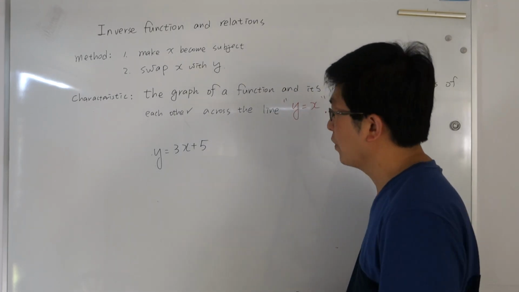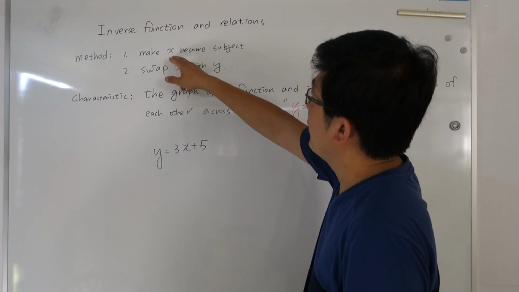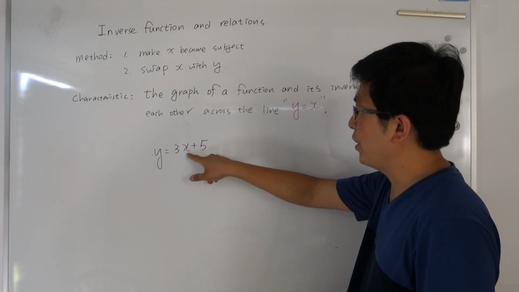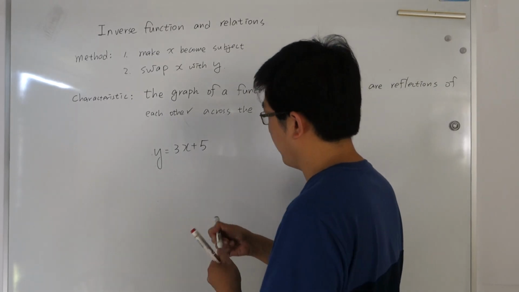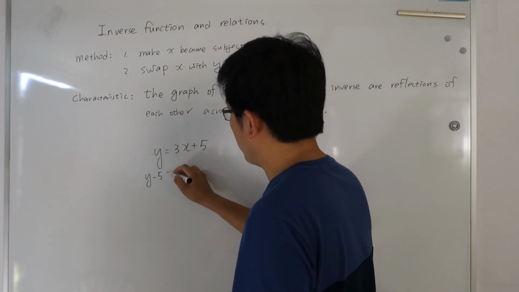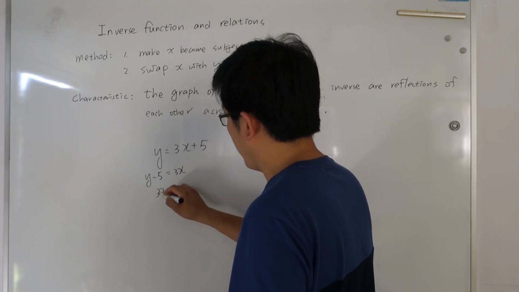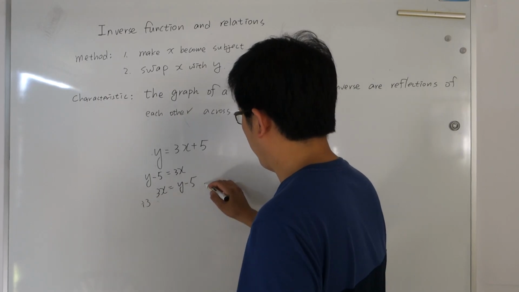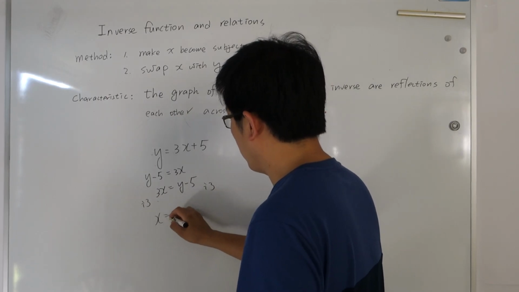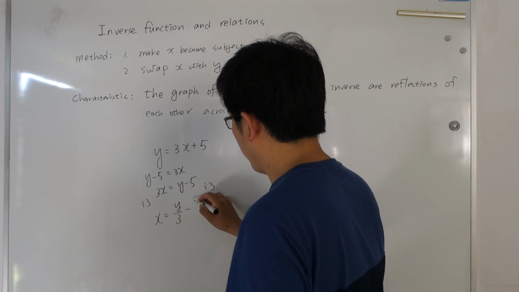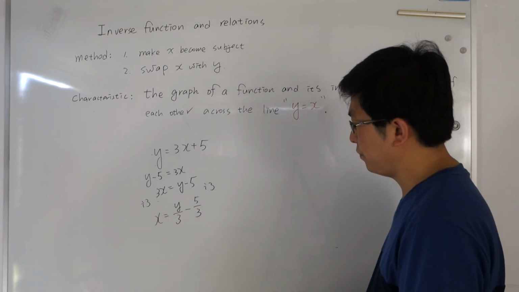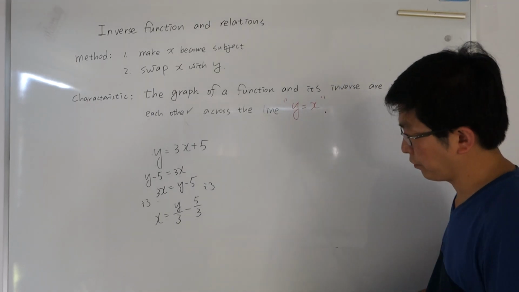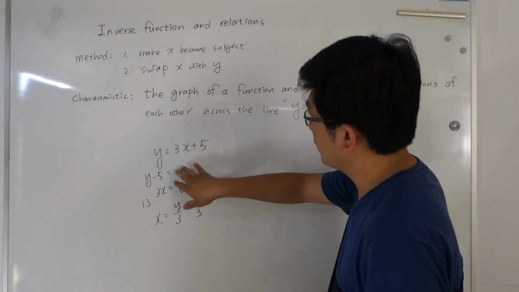Okay. Now method 1, step 1, make x the subject. So x is the independent variable, we just make x the subject. So we get y minus 5 equal to 3x, right? 3x equal to y minus 5, right? And then divide by 3, we get x equal to y over 3 minus 5 over 3. Right? So now step 1 is finished.